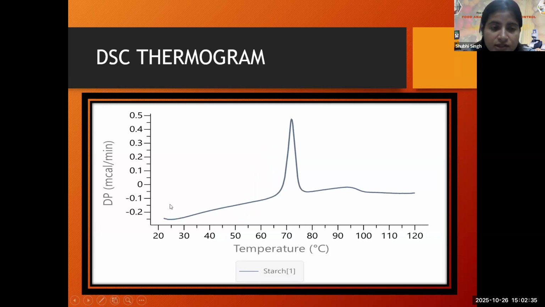This is another graph for starch. It is measured in terms of dP and temperature. This is the same graph only. Okay.